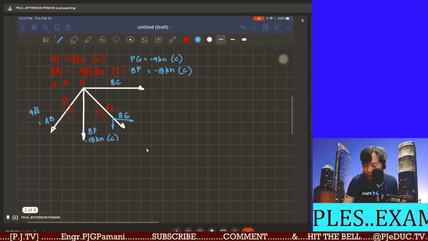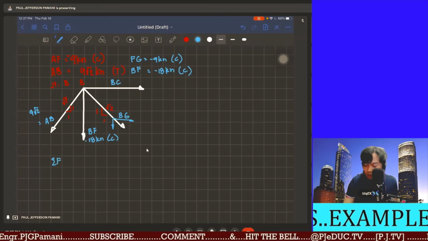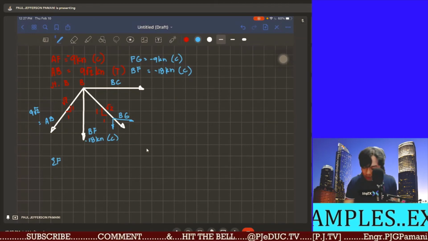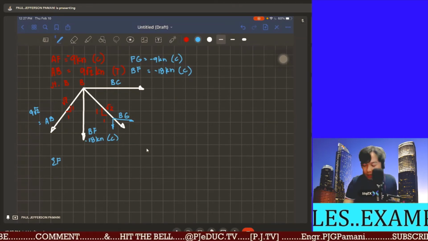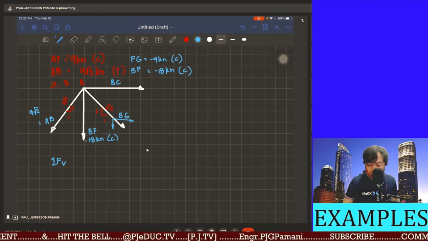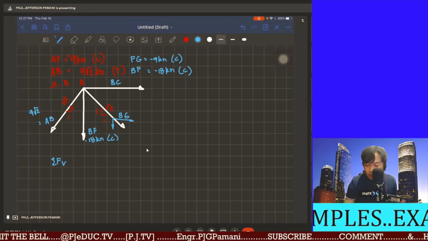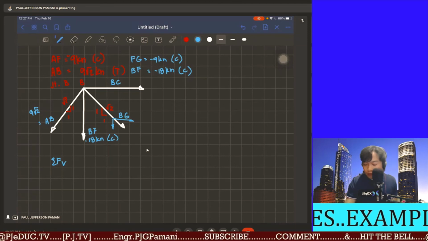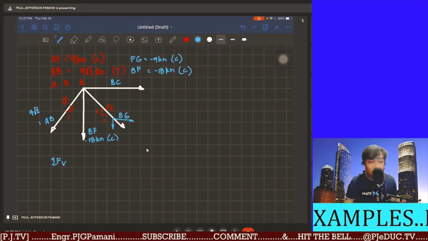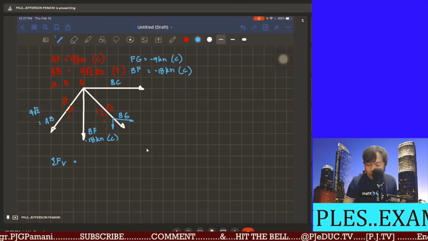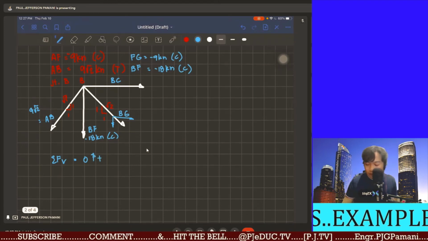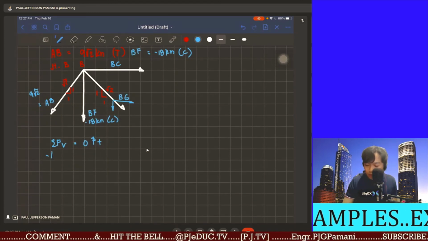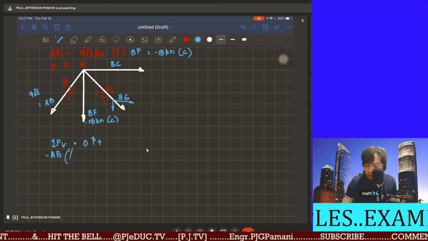Okay? So, summation forces. Ano ba pinakamadali dyan? Wala naman. Pare-parehas ng bilang. So, summation forces vertical. Okay, vertical. Kasi walang vertical si BC. Para diretso tayo kay BG. Summation forces vertical, upward forces positive. We have AB going downward of 1 over square root of 2.